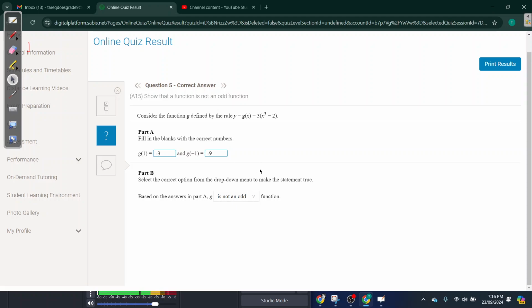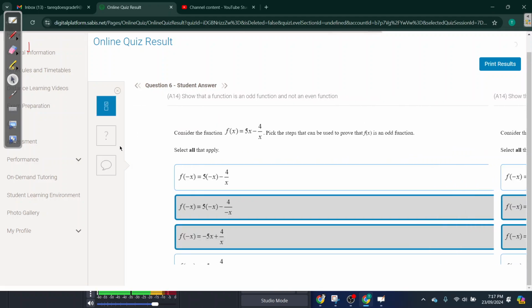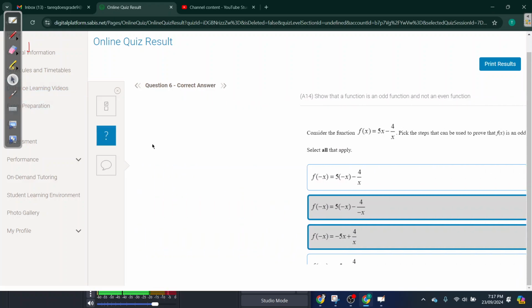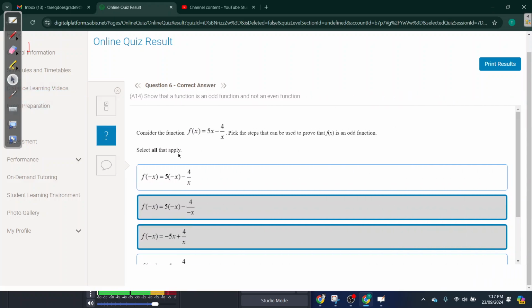Now, in the options, I also believe it said it's not an even function. It's obviously not going to be an even function, this should be common sense, but if you wanted to try it, you could. I'm not going to try it. Okay. Select the steps that could be used to prove that f of x is an odd function.